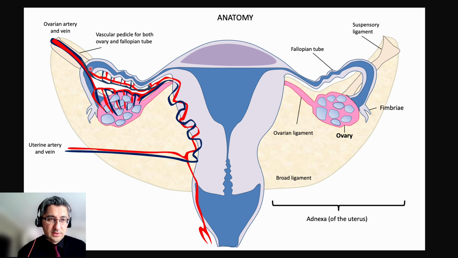If you look at the vasculature of the ovary, there is the ovarian artery and vein supplying both the ovary and the tube, going through the suspensory ligament. That's why it's called the vascular pedicle. And there is also the uterine artery and vein supplying the ovary and the fallopian tube. This is called the dual vascular supply of the ovary and the fallopian tubes.